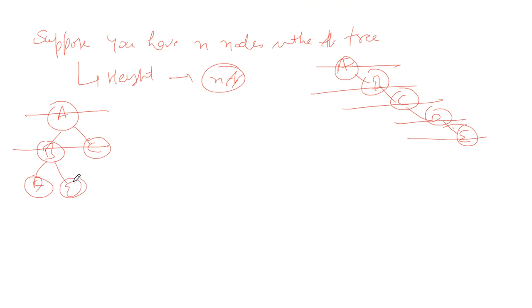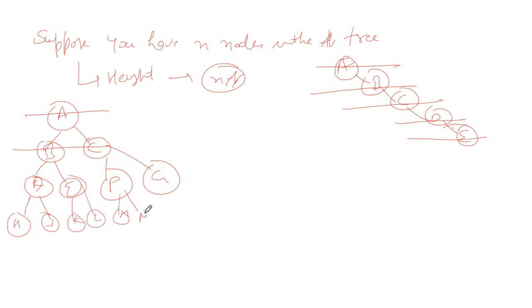D, E, F, G, right? H, J, K, L, M, N, O, P, right? So these all are levels. All levels are filled except possibly the last. In fact, this is a perfect binary tree as well. All levels are filled except possibly the last level. The last level is also completely filled, and all nodes are as left as possible.